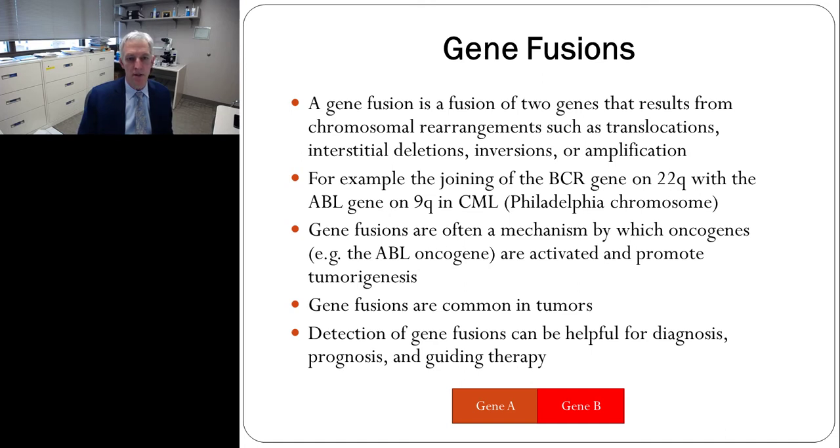Gene fusions are common in tumors. They're more common in some tumor types than others. They're quite common in sarcomas. Maybe 30 to 40% of sarcomas are found to have a gene fusion. A high proportion of hematologic malignancies, but only about 5% of lung cancers, for instance, have a gene fusion. And as I mentioned, gene fusions can be helpful for establishing a diagnosis, determining prognosis and guiding therapy.